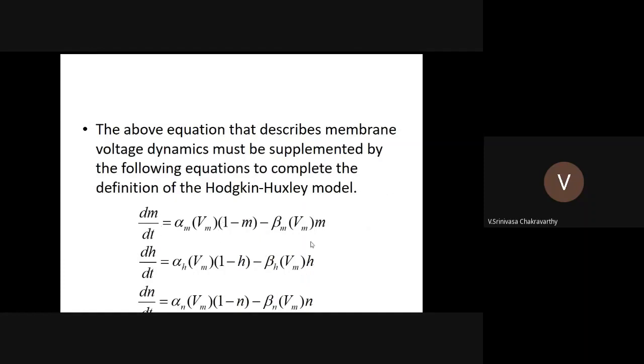This is in the form of standard first order kinetics equations. And the rate constants here are alpha m, alpha h, beta h, and alpha n, beta n. These are dependent on the membrane voltage Vm. Okay, so what you need to complete the description is the form of these equations. So how are these alphas and beta functions dependent on the membrane voltage?